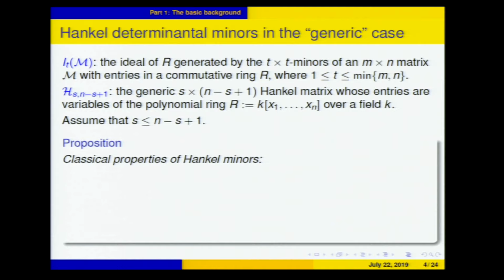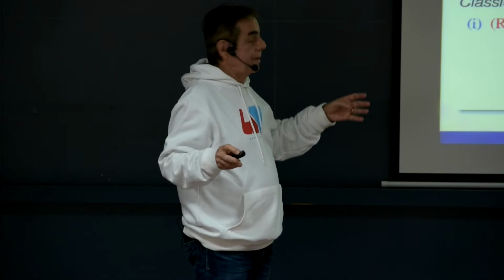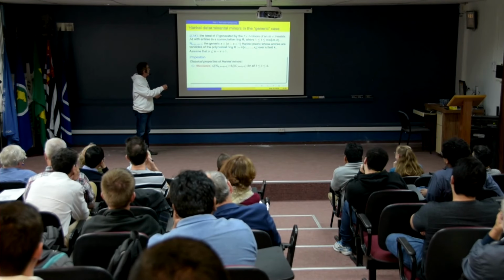So here's the classical properties of Hankel minors. Call this resilience. This is a typical and very fundamental property of Hankel minors, which tells you more or less that you can reshape the shape of the Hankel matrix and go up to the case where the minors are maximal minors.